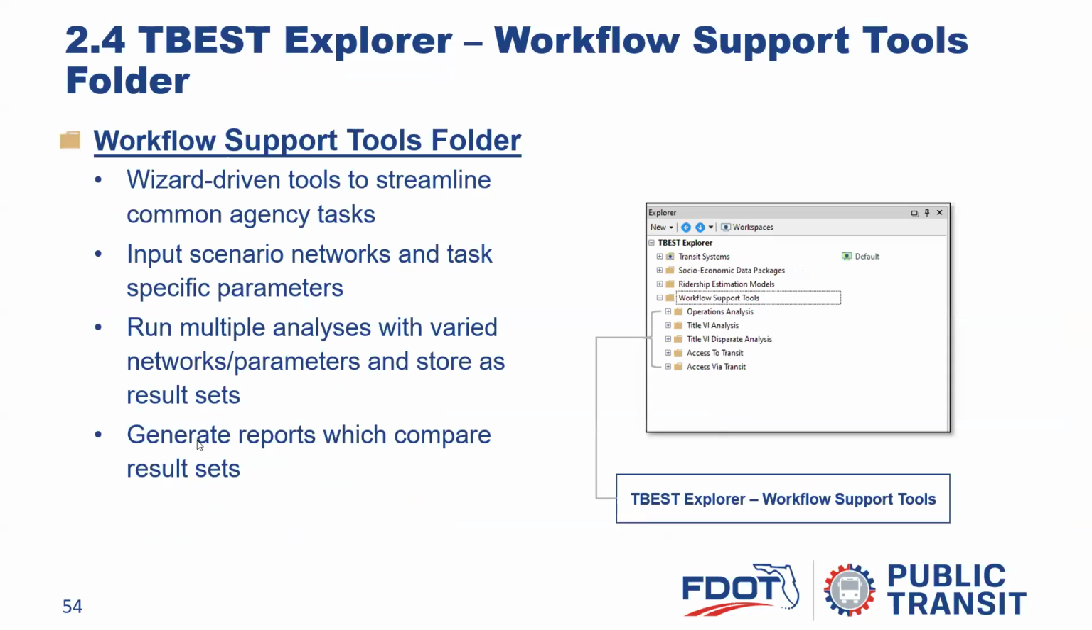All right, so finally we have the workflow support tools folder, which contains our wizard-driven tools to streamline common agency tasks, where you would generally input a scenario network and specific parameters related to that task. You can run multiple analyses with varied network parameters and store them as result sets. So under each one of these folders that you see in the workflow support tools, each one of these can contain multiple result sets. As you run through the wizard, it will create a result set that gets stored underneath this folder, and you can have as many as you want.